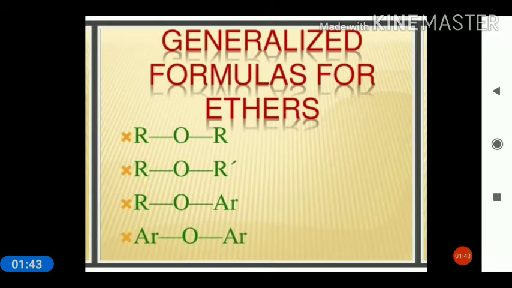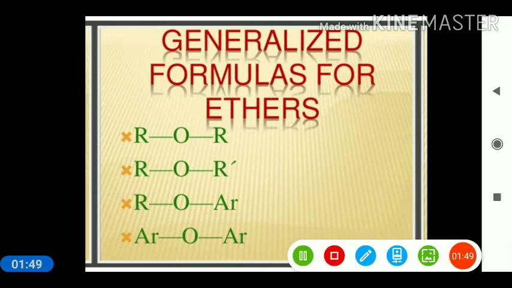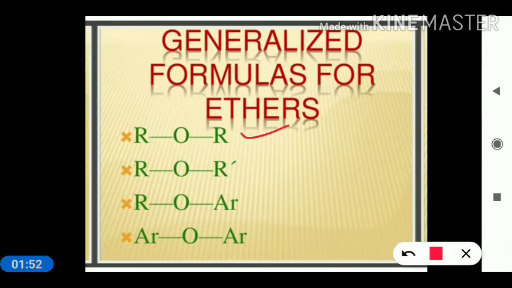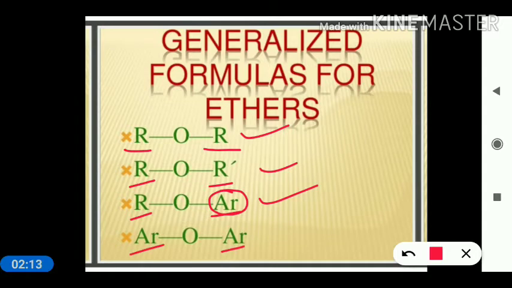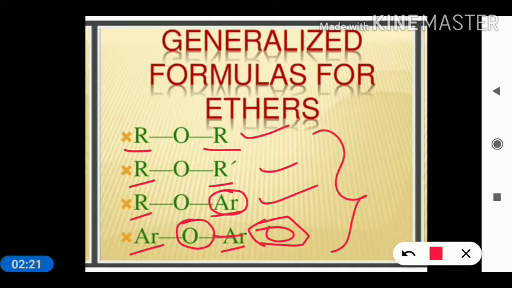When we see the generalized formula of ethers, it can be represented as ROR, where both R can be the same. ROR', both R alkyl groups can be different. ROAr, R alkyl, Ar aryl, meaning a benzene ring is possible. And ArOAr', on both sides of the oxygen a benzene ring is possible. So all these are known as ethers.